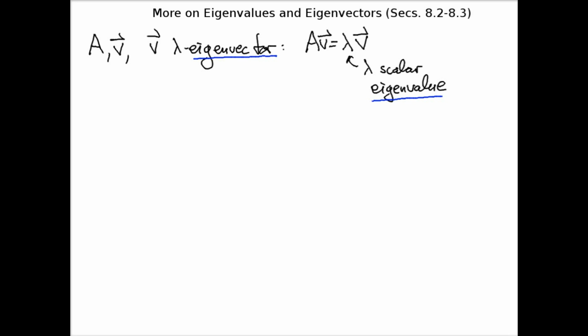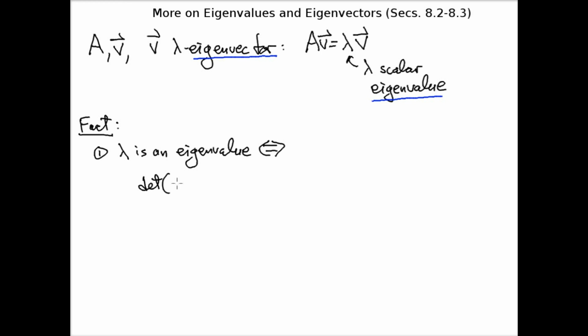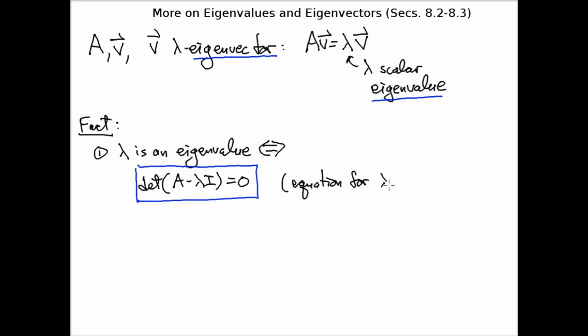And last time we established a couple of basic facts. So the one is that lambda is an eigenvalue if and only if the determinant of A minus lambda times the identity is equal to 0. So that's an important equation. You should view this as an equation for lambda.